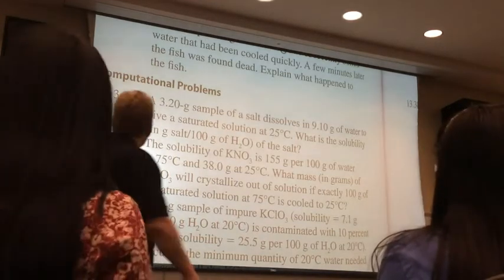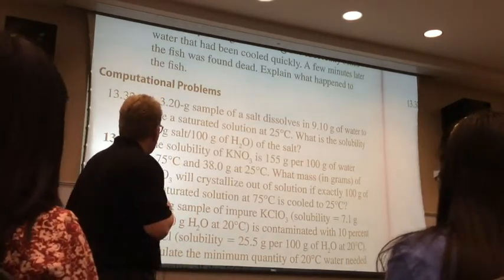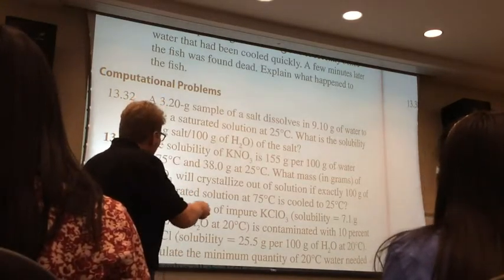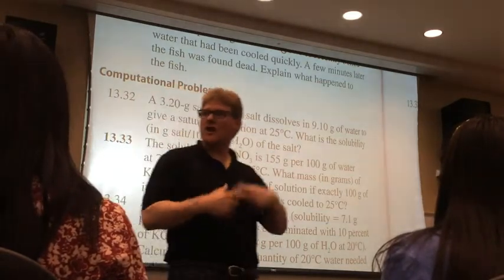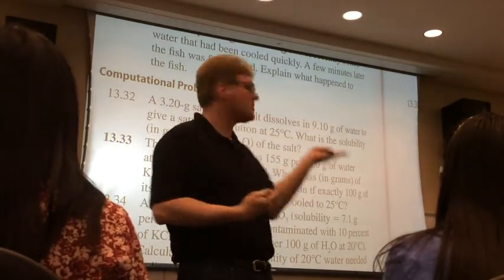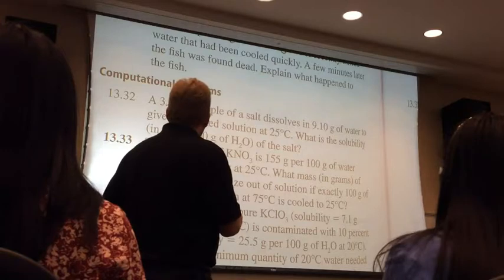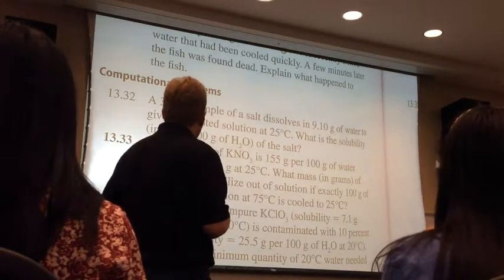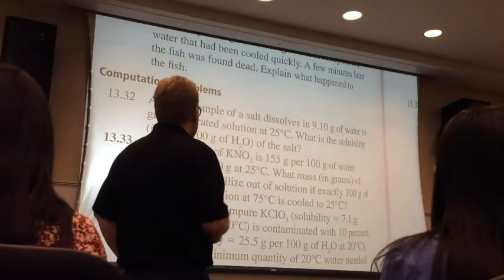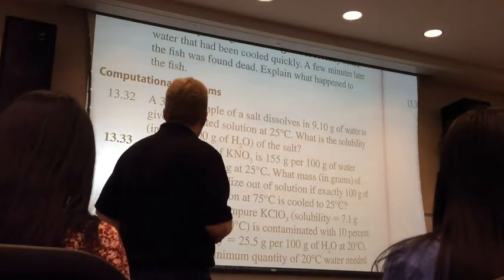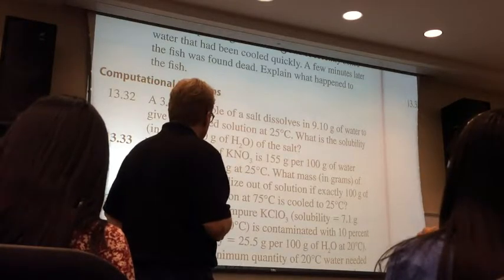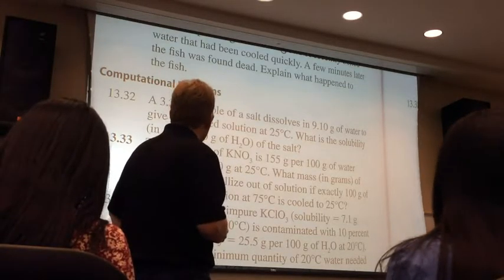Yeah. All right. So 1333. We have solubility of potassium nitrate is 155 grams per 100 grams of water. That's kind of a normal concentration unit for solubility, grams of solute that will go into 100 grams of solvent. And this is the temperature, and this is how much goes in at 25 degrees. So we want to know what mass in grams of KNO3 will crystallize out of solution if exactly 100 grams of its saturated solution is cooled to 25 degrees.